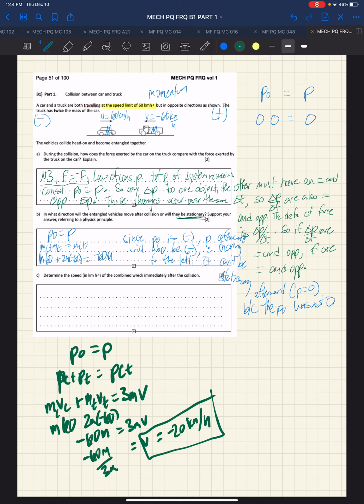So it's interesting in this case, it doesn't matter what the masses of the cars are, just the ratios of the masses to give us a speed of minus 20 kilometers per hour.